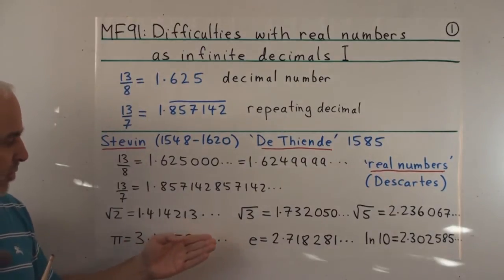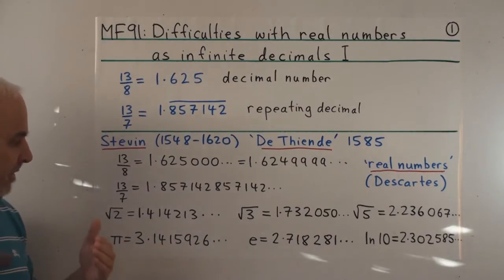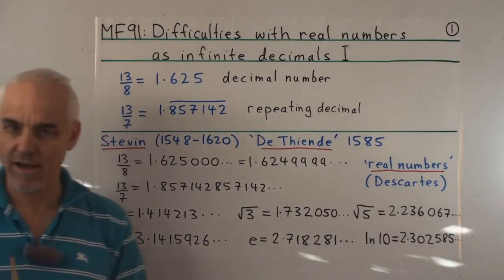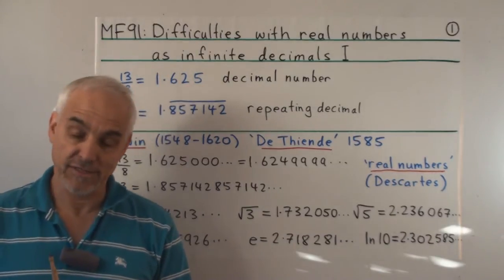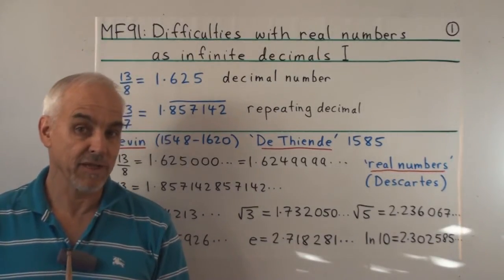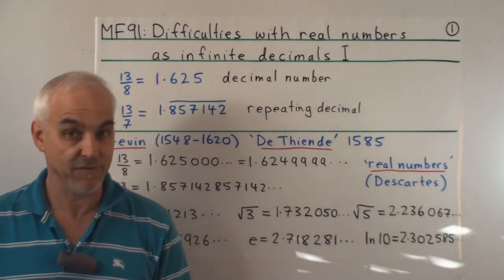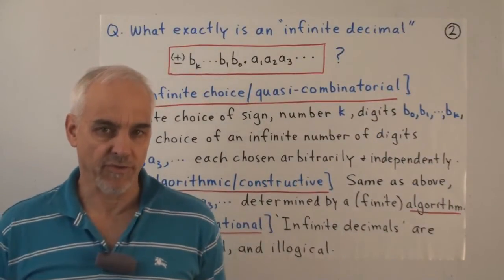All right, so what exactly is going on with these infinite decimals? Clearly there's something that has to be explained. These 3 dots, what exactly are we talking about? Well, that's a very interesting and important and ultimately contentious question. What exactly is an infinite decimal? So this is the question that we want to start to address.